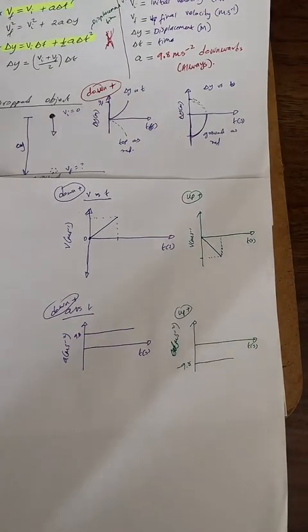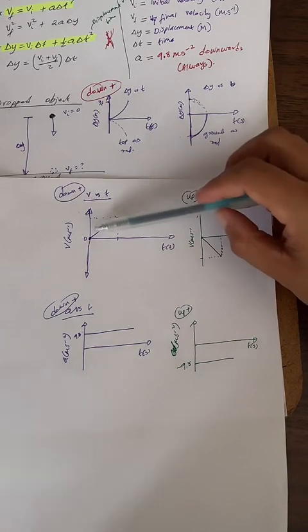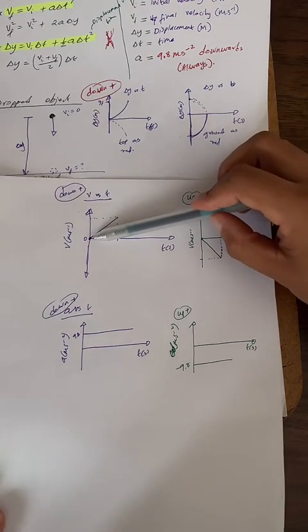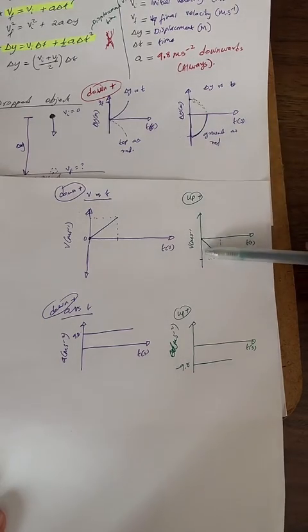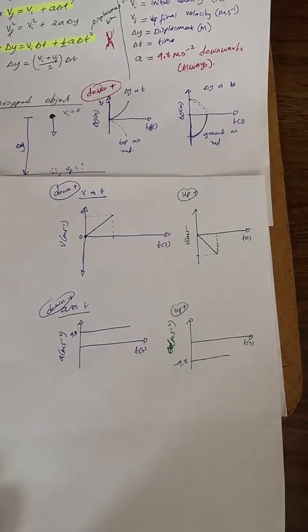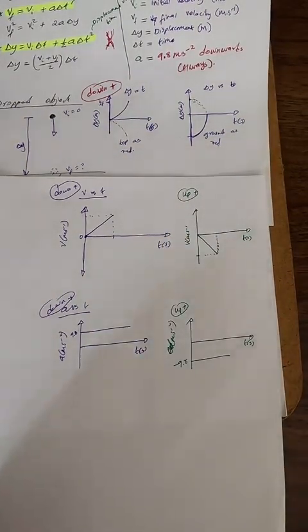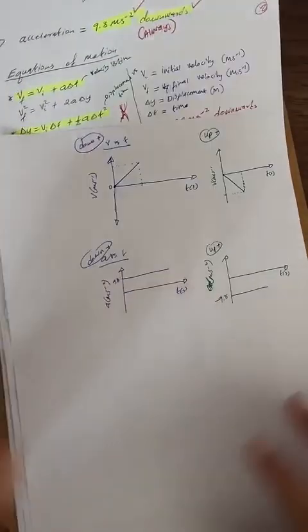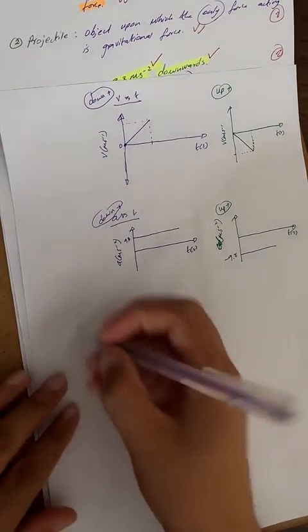Now let's look at an object that is thrown downwards, because there are different scenarios. For an object that is thrown downwards, the velocity-time graph remains the same straight line. It's just that it shifts. For down positive, it will shift upward. For up positive, it will shift downwards. These ones remain the same if the object is thrown, and this one changes a bit. So let's study that part of motion. Object that is thrown.